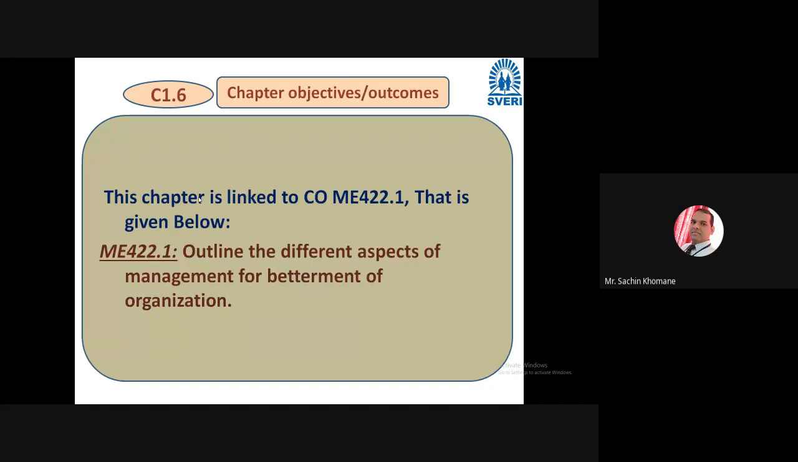This chapter is linked to CO number ME4221, which is given below: outline the different aspects of management for betterment of the organization. You will be able to outline the different aspects of management, like functions of a manager, what is management, what is industrial management, and obviously for the betterment of any organization where you will join in future.